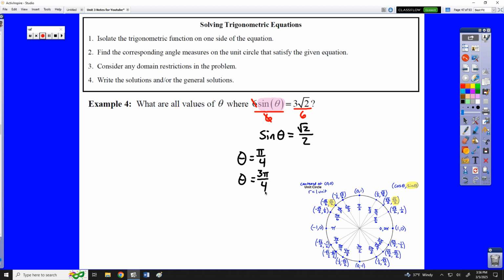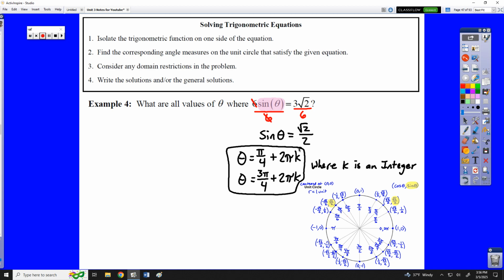Now, there are no domain restrictions, so we have to write our answer in general form, meaning we have to add that period of sine times k notation, period of the original equation times k. Okay, so that would be plus 2 pi k, again, where k is an integer. It is asking for general solutions because there is no domain restriction. So we would say pi over 4 plus 2 pi k and 3 pi over 4 plus 2 pi k, where k is an integer.